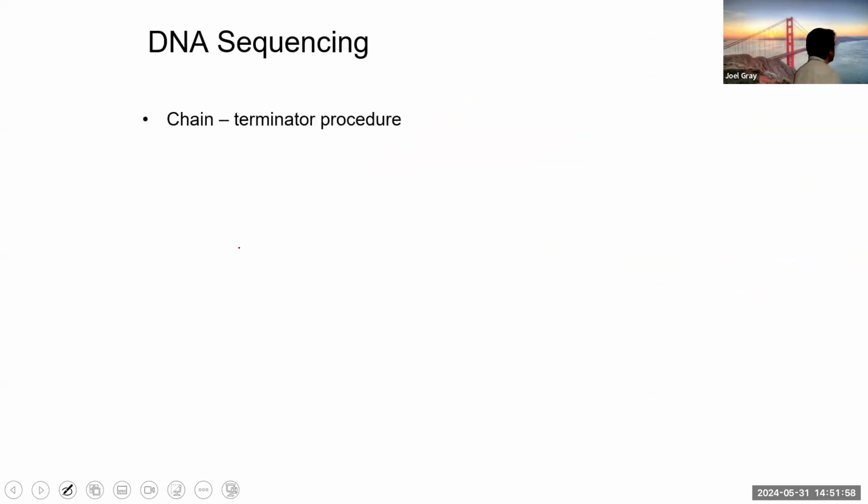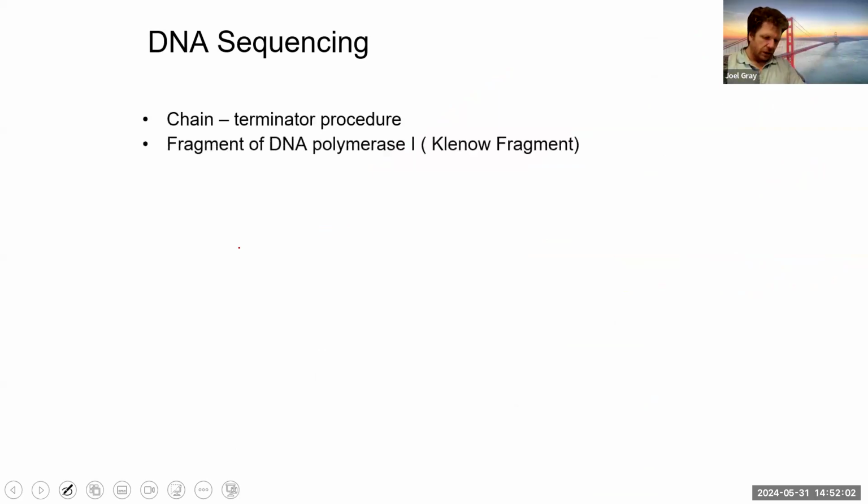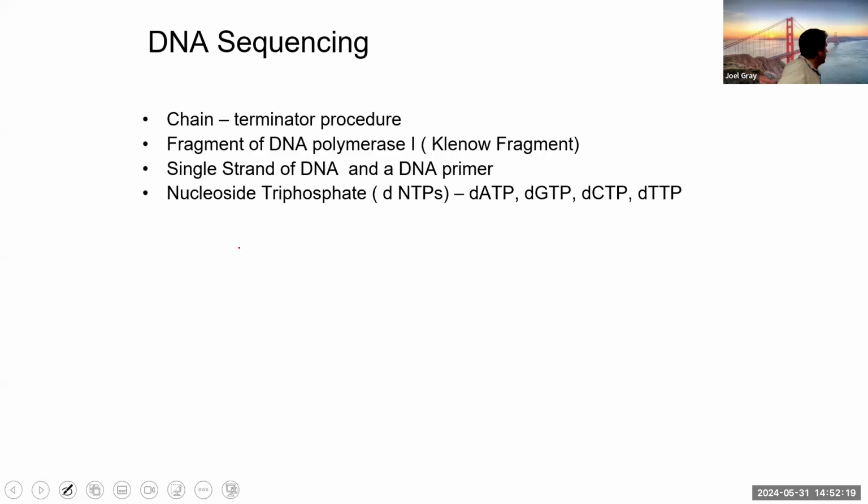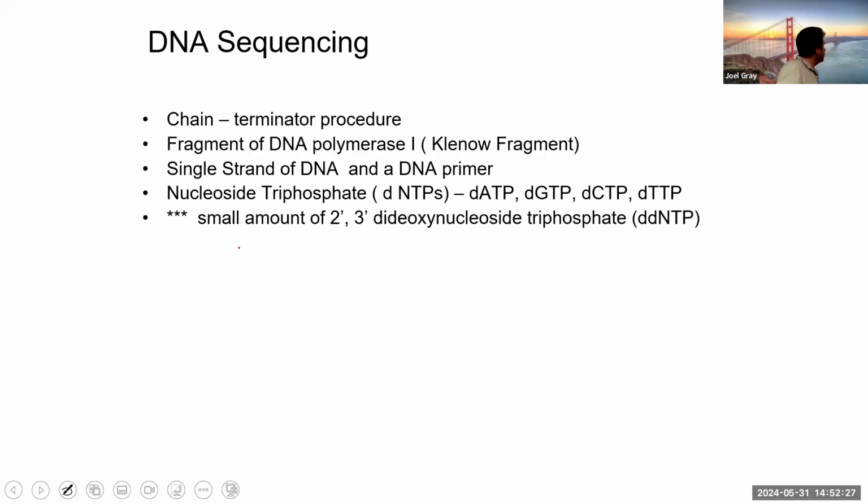This is a process known as the chain terminator procedure. This is a technique that is going to use a different DNA polymerase. It uses a fragment of that DNA polymerase known as the Klenow fragment. This can use a single strand of DNA and a DNA primer, nucleoside triphosphates, dNTPs, just like PCR, but here's where there's a little bit of a wrinkle to it.